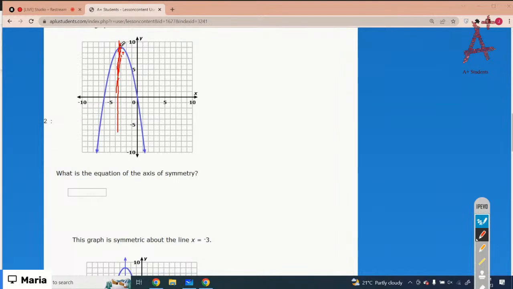Got it? So just look at this point where the graph, if you draw a line, it would be like this. So you have to find the axis of symmetry. Here is the point that is x negative 3. So the equation of the axis of symmetry is x equals negative 3. X equals negative 3 is the line that divides the graph into two identical parts. Got it?